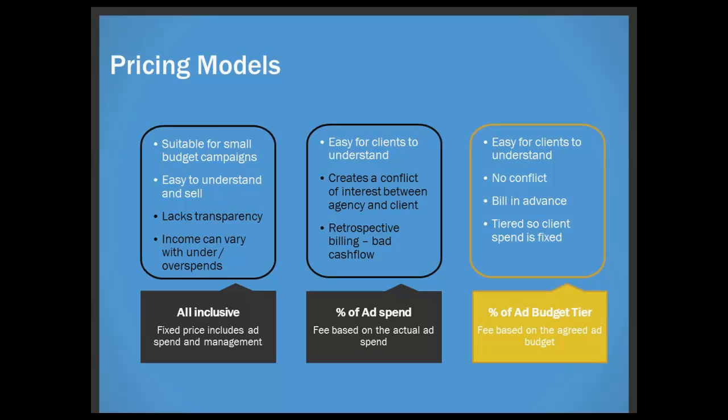The second model, which I really don't recommend under any circumstances, is going for a percent of ad spend. There are two main reasons why I don't like doing this. It creates a conflict of interest because it's in your agency's interest for the client to spend as much money as possible. It's in their interest to spend as efficiently as possible. You have a conflict. I don't recommend doing that. And if you're billing based on actual spend, then you either have to bill in arrears or you have to have some kind of complicated adjustment mechanism. I really wouldn't go down that path. It's just a world of pain.